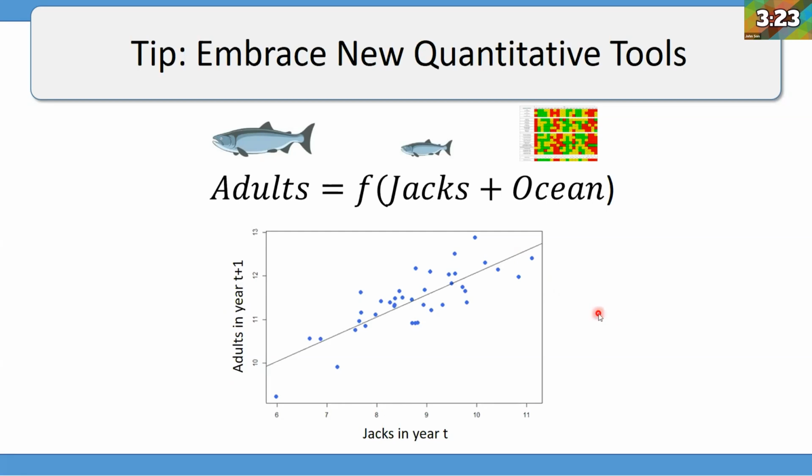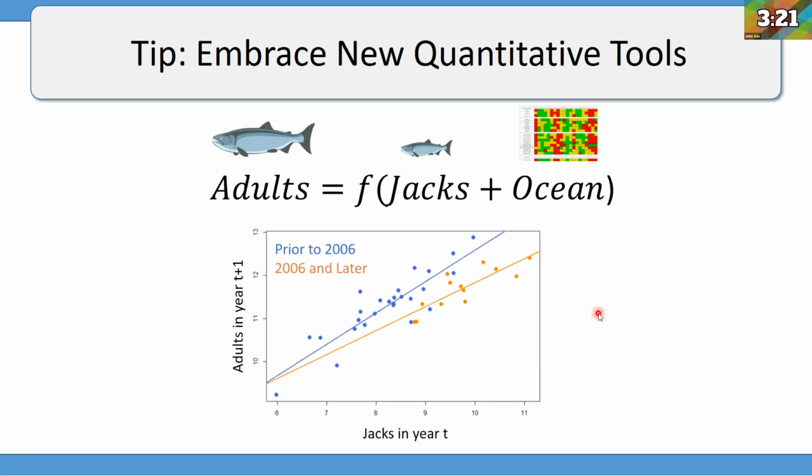However, if we color code these points according to what year they are, and specifically whether they're 2006 or later, you can see that this relationship has changed. So this is one of those non-stationarities that we've talked about. And it's super important, because if we didn't know about this, we would draw a single line through this set of points. And for any given number of jacks, we'd say, okay, that line is going to tell us how many adults there are.